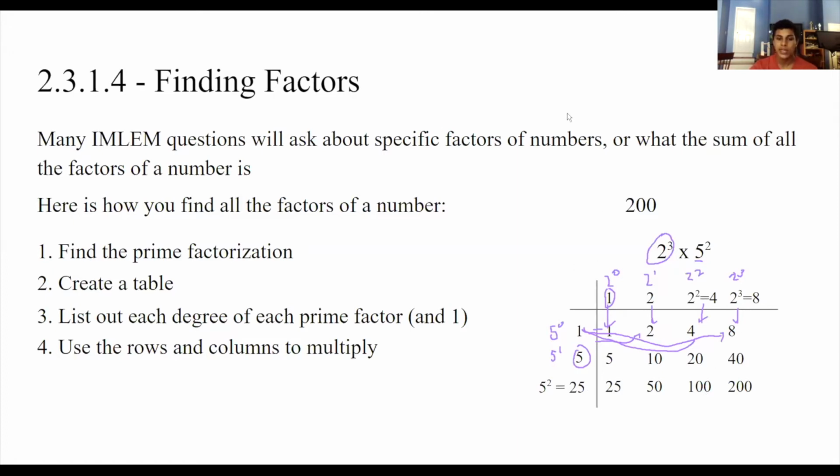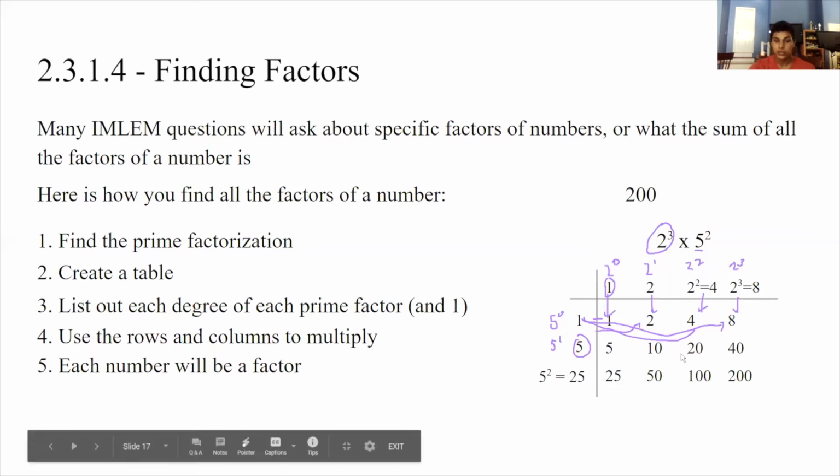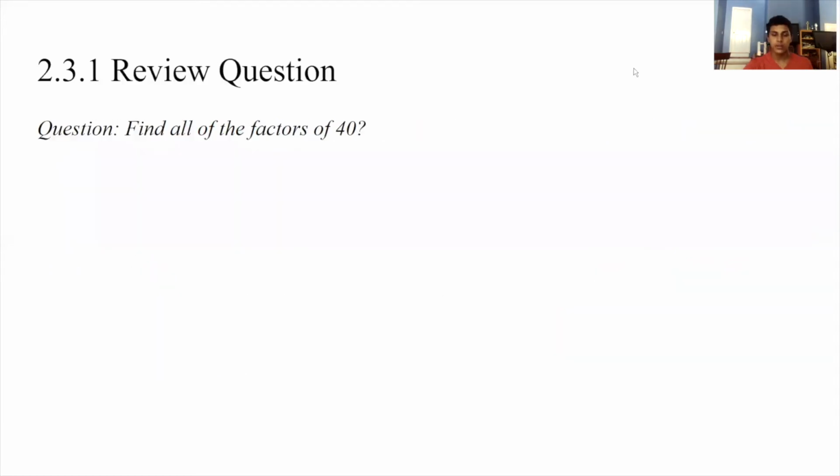And each number inside this table will be a factor. So if I look at this table, then my factors of 200 are going to be all the numbers inside. So 1, 2, 4, 8, 5, 10, 20, 40, 25, 50, 100, and 200 are the 12 different factors of 200. So now we'll do a practice question about finding all the factors of a number. If you'd like to try it, I'll give you a few seconds to pause the video, and then I'll go ahead and explain the answer.